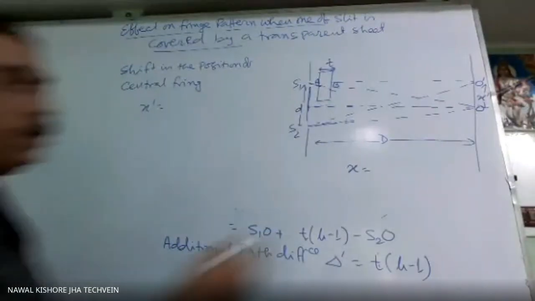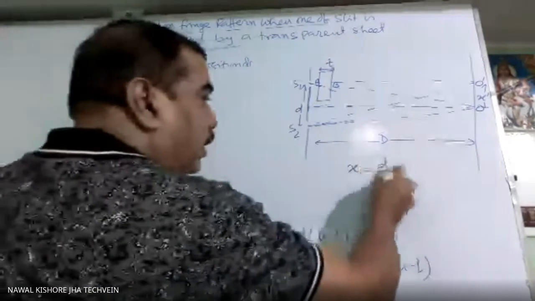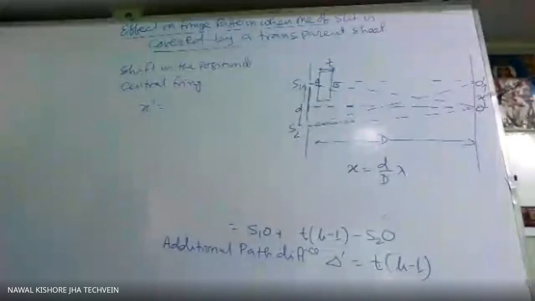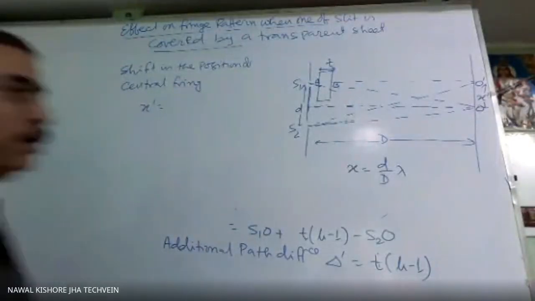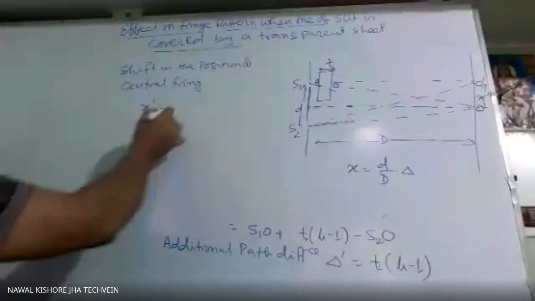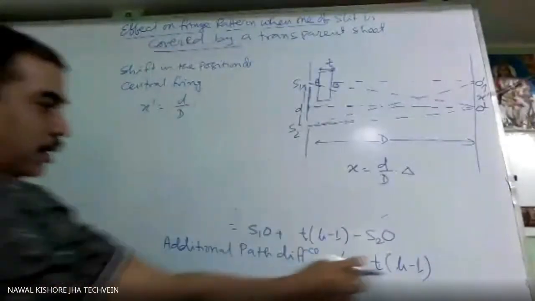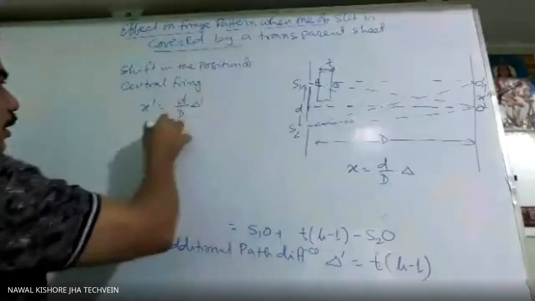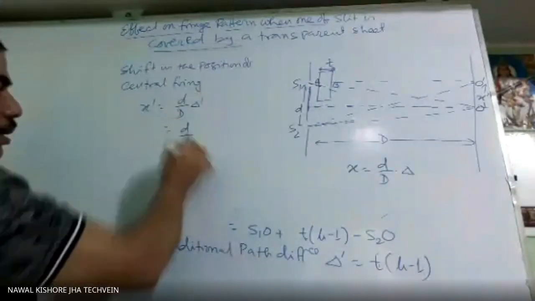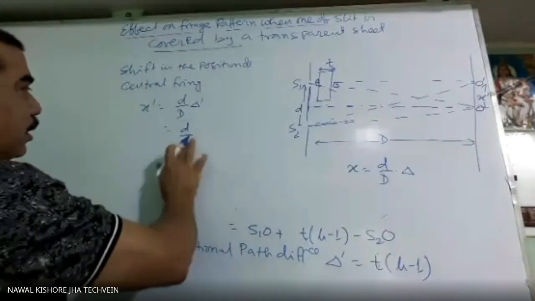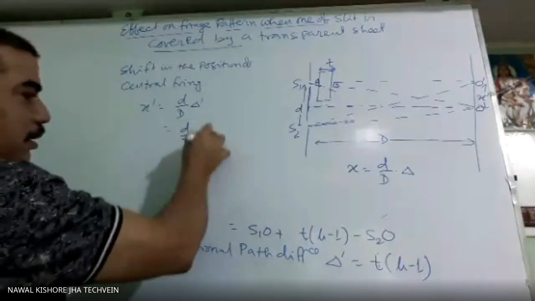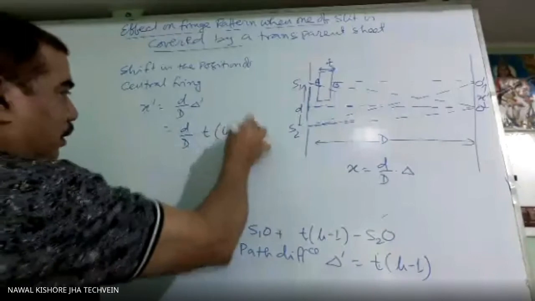So what was the relation? D by d lambda, no? This one was the relation between x and delta. So this x dash will be D by d into this delta dash, that is D by d into (mu minus 1) t.